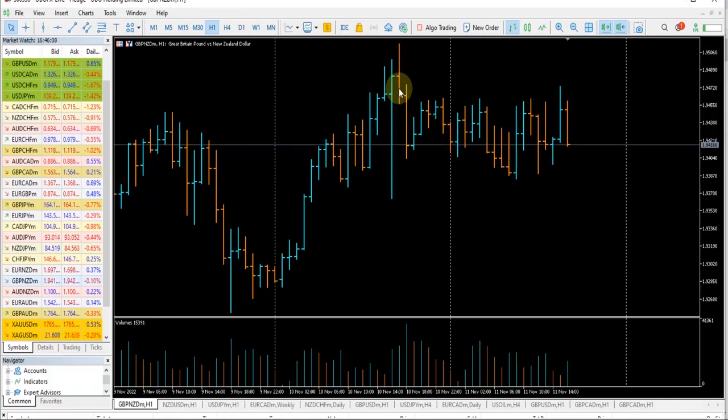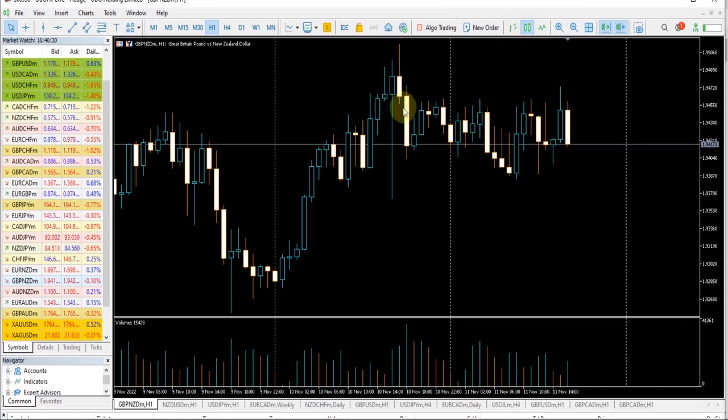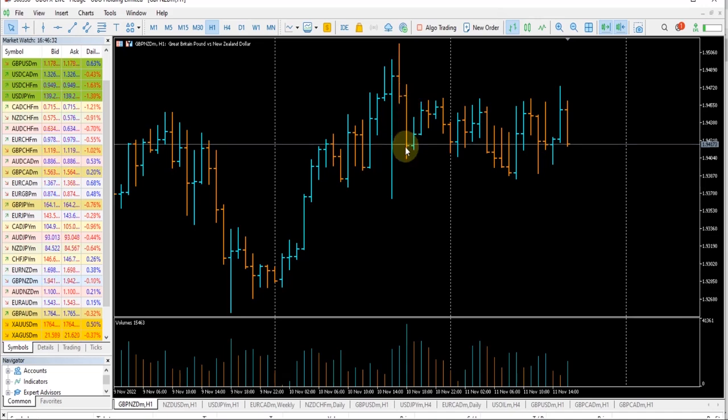I use bar chart because the opening and closing seems very clear in bar chart. If you are not familiar with bar chart, that is okay. It doesn't matter if you are using candlestick chart. Whether you are using candlestick chart or bar chart, doesn't matter. The thing which is important for us is the opening and closing of the candle. In bar chart, the opening and closing seems very clear. That's why I use bar chart.